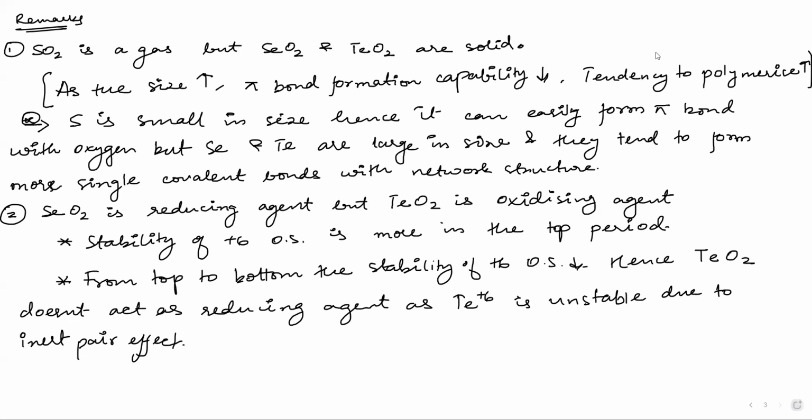Okay, thank you, Sania. Let us look at the acidic nature of the oxides. So this will be the third point, no? Acidic nature. Now we know that if we have a non-metal oxide, they are acidic in nature, right? Non-metal oxides are acidic.